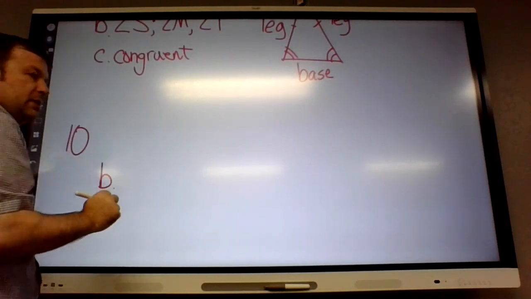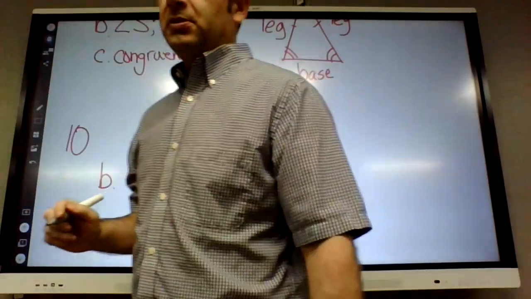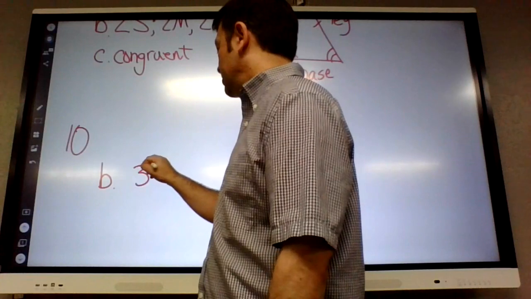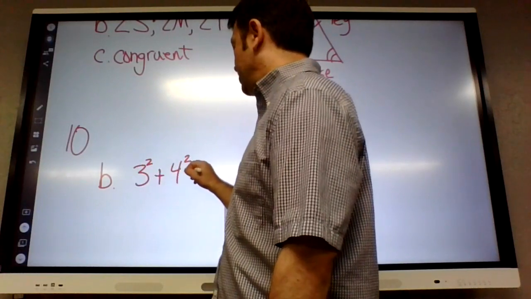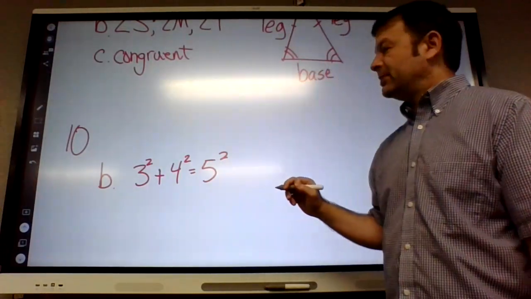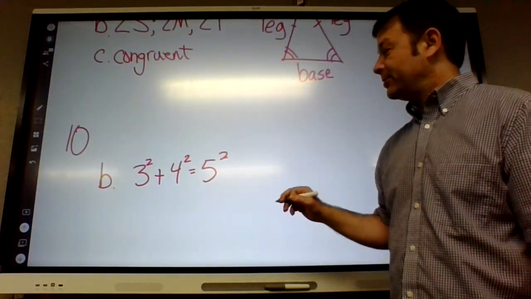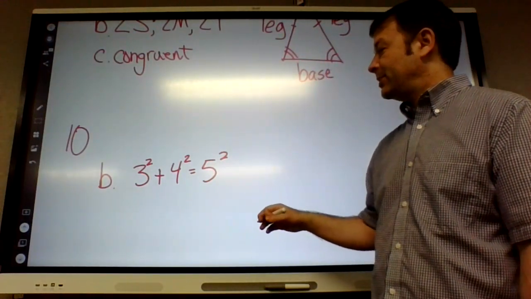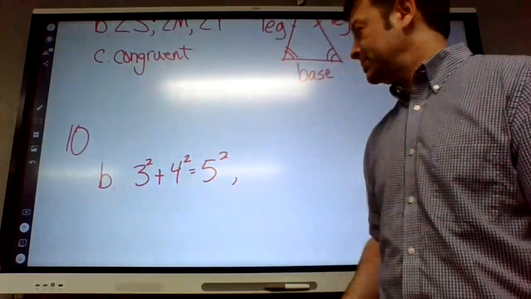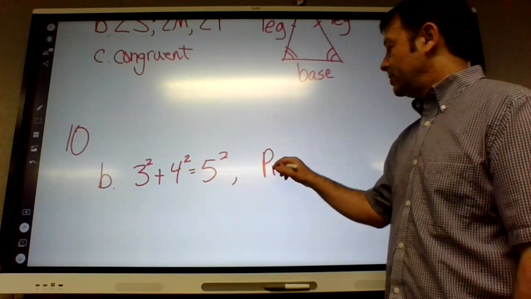Now, 3 squared plus 4 squared equals 5 squared. Oh, I forgot the square. We're going to spend a lot of time on this later, like a lot later, like second semester. 3 squared plus 4 squared equals 5 squared. And they said, what's the name for that relationship? Pythagorean theorem.